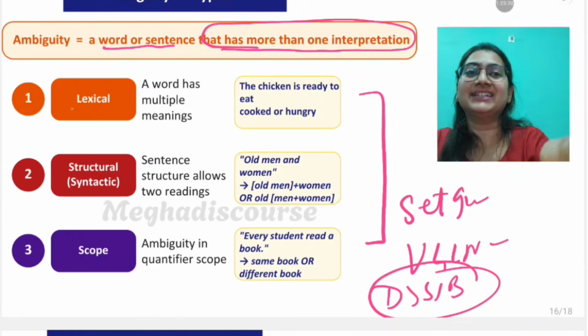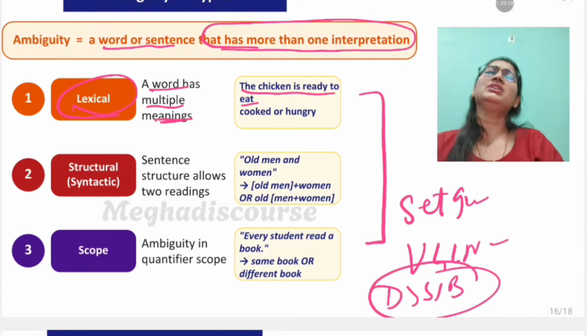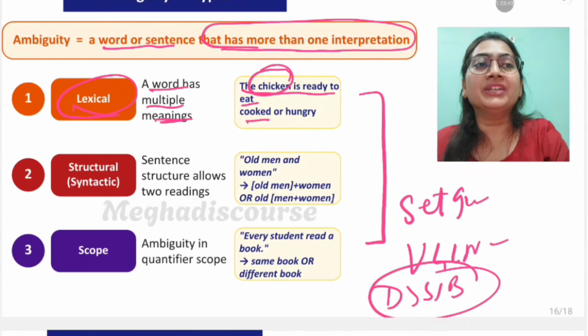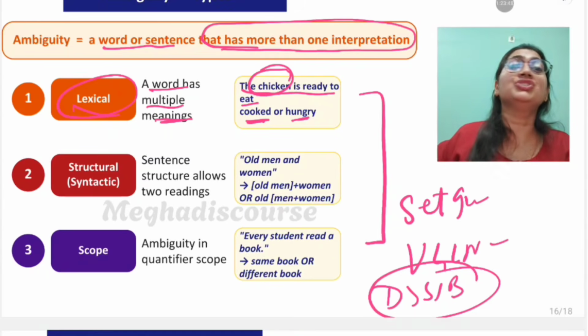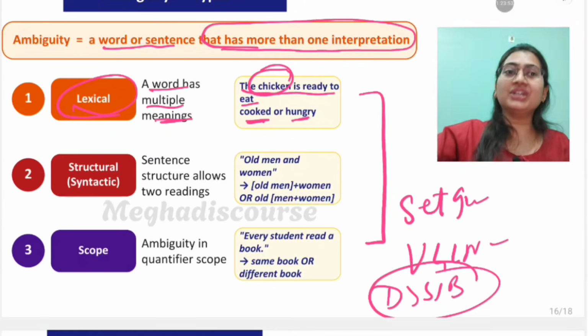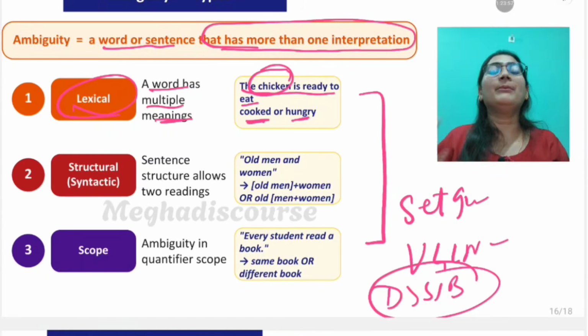First, I have lexical, meaning a word has multiple meanings. For example, the chicken is ready to eat. Now, who is ready? Chicken or human? So, it is cooked or hungry. Either the chicken is cooked, or a person is hungry and he has made chicken, so he is ready. So this is called lexical ambiguity.